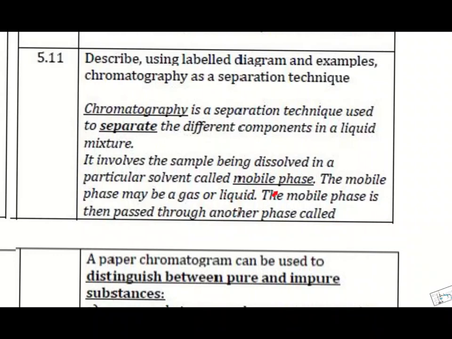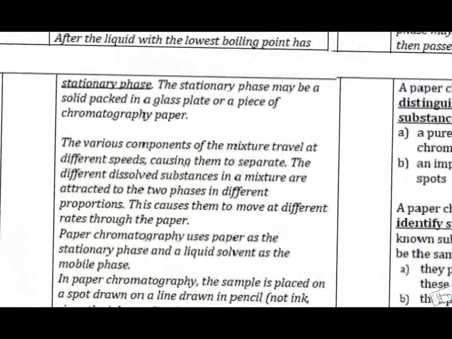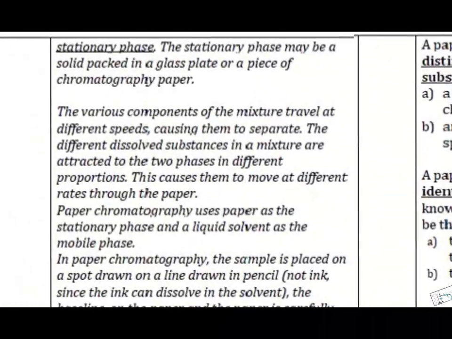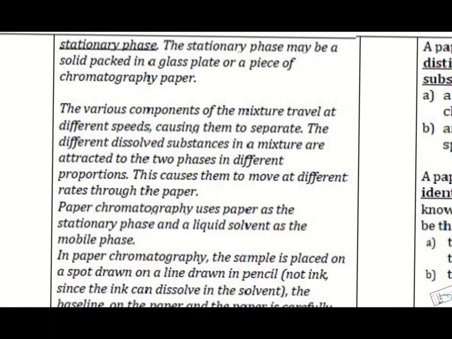we call this mobile phase. Mobile phase may be a gas or a liquid. The mobile phase is then passed through another phase. We call it stationary phase. What is the stationary phase? Stationary phase, it might be a solid packed in a glass plate or a chromatography paper. And you have seen it in the lab, the chromatography paper where the mobile phase moves on.